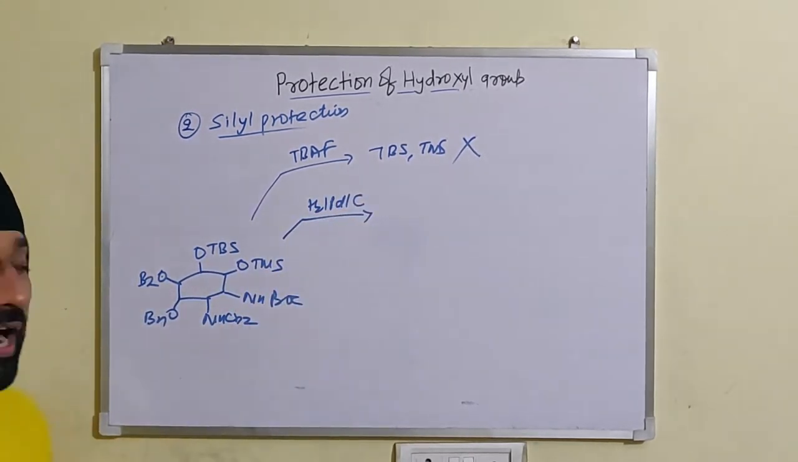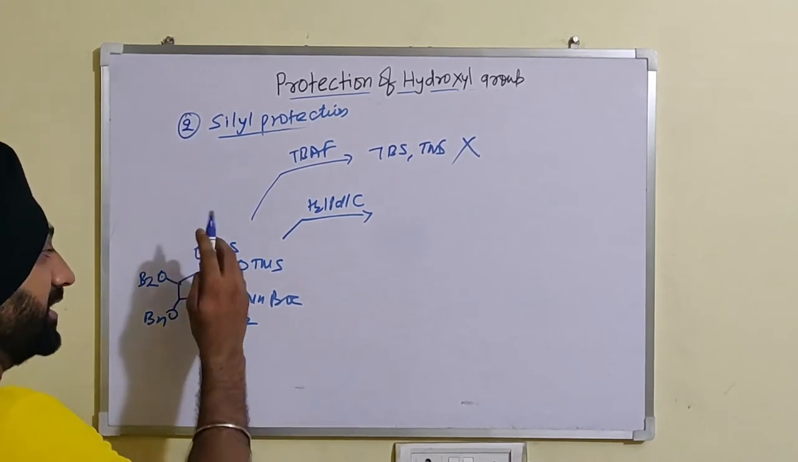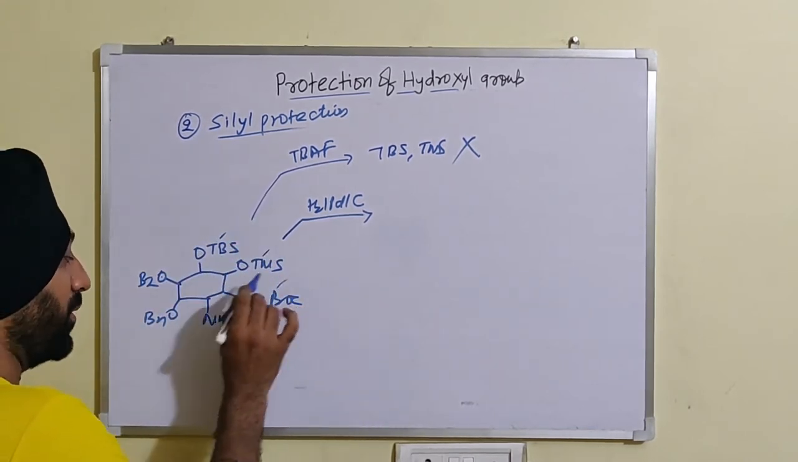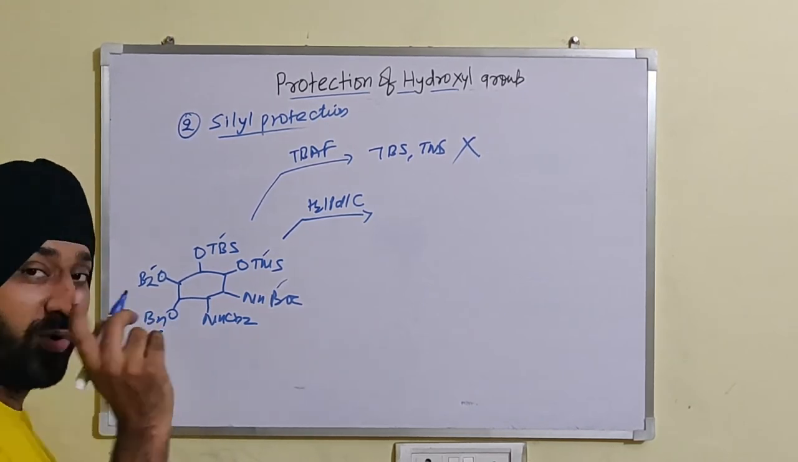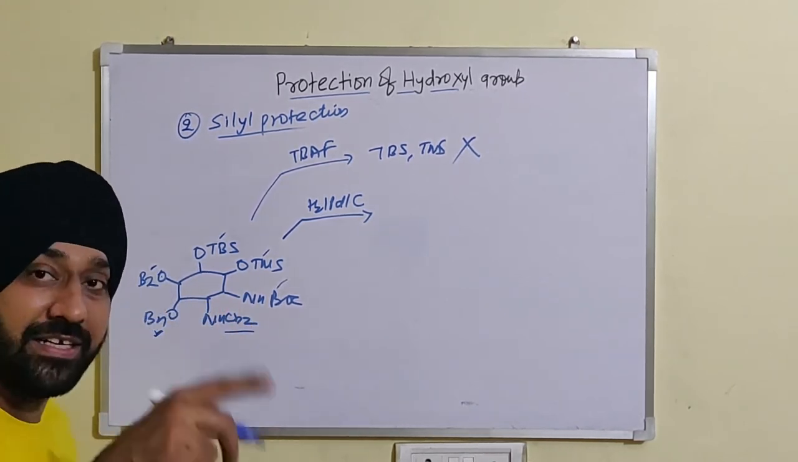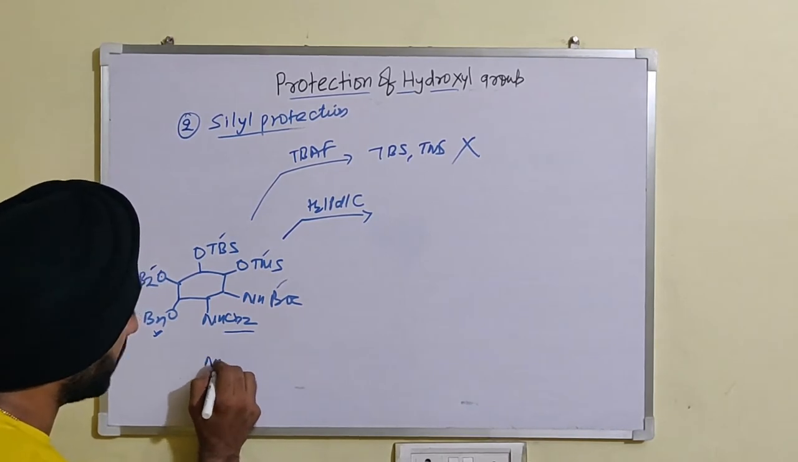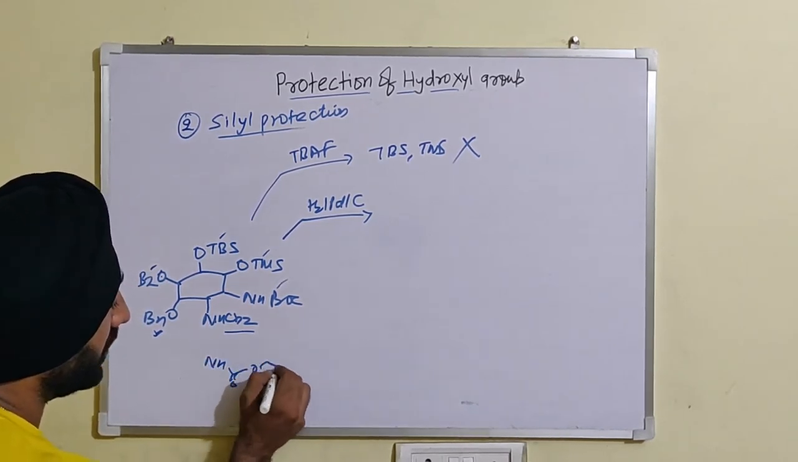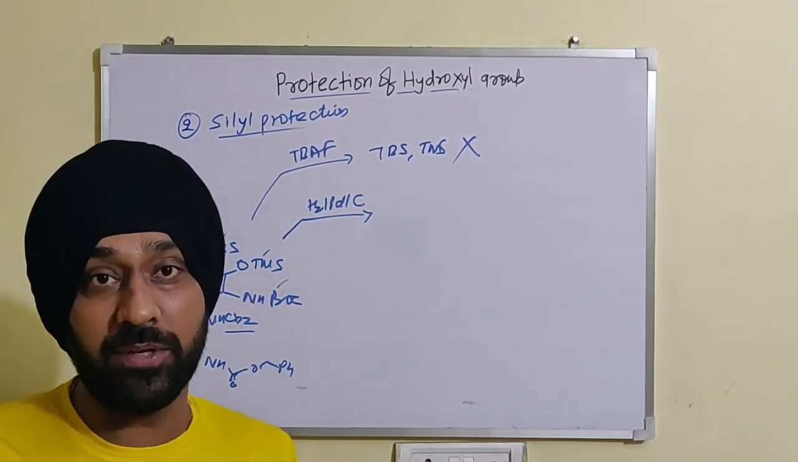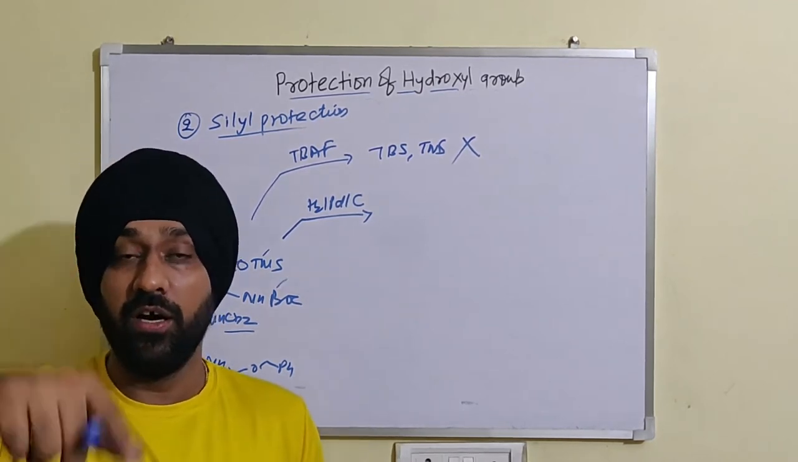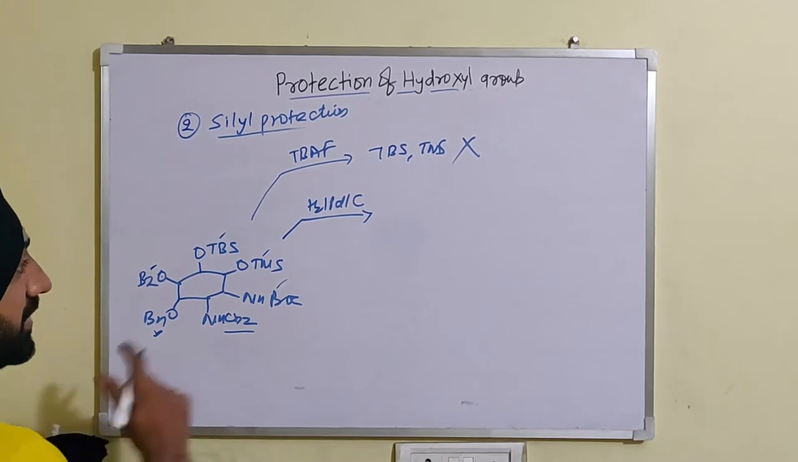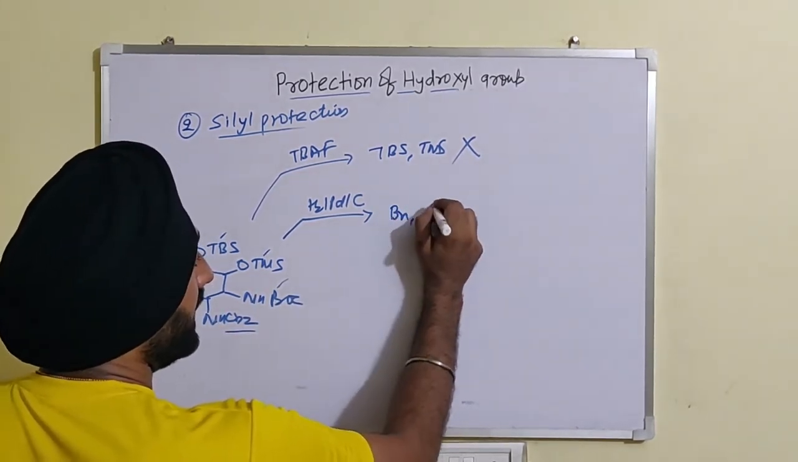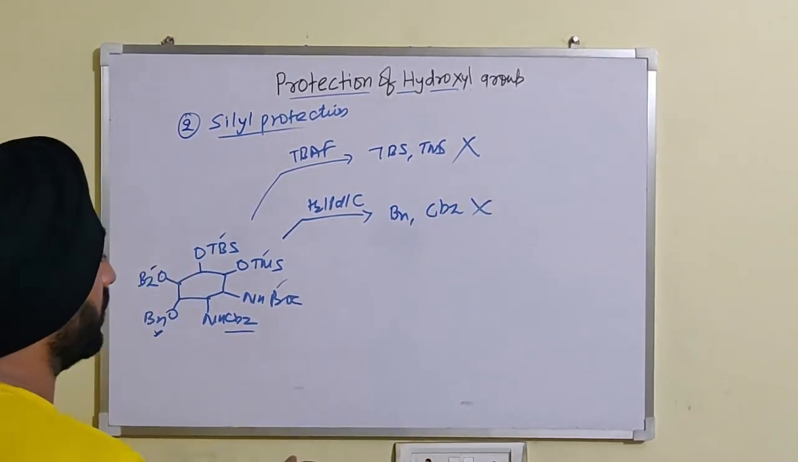H2, Pd/C. Hydrogenation condition. This is fine, BOC is fine, benzoyl is fine, but we know that benzyl is going to go. Apart from that, the CBZ protecting group is also cleaved. If you follow my chapter on the chemistry of protecting groups for amines, you will know this can also be cleaved under hydrogenation condition. So it is going to be benzyl and CBZ which are going to go.